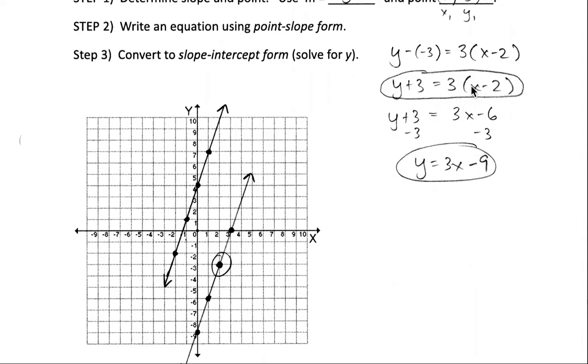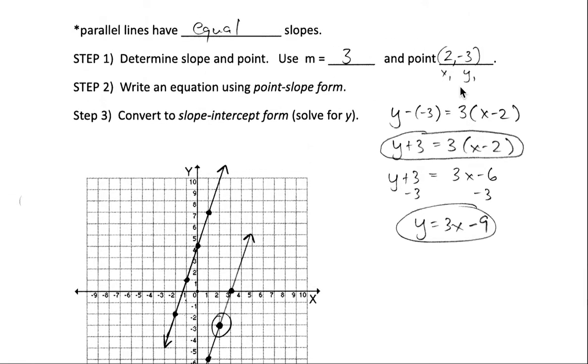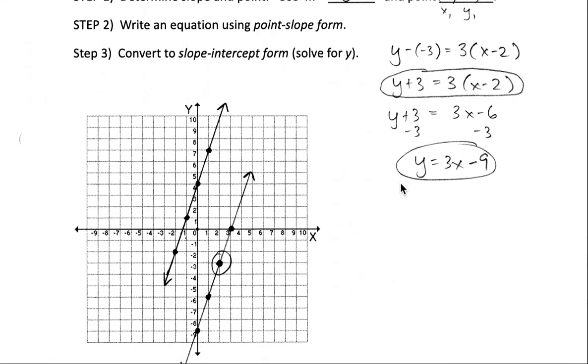Represented in point-slope form, we could take it one more step and represent it in slope-intercept form. That requires 2 steps here. We're going to distribute on the right. 3 times x is 3x. 3 times negative 2 is negative 6. And one last step, subtract 3 from both sides. And now we have our equation in slope-intercept form. And we can see it matching that y-intercept there and crossing through that specific point.